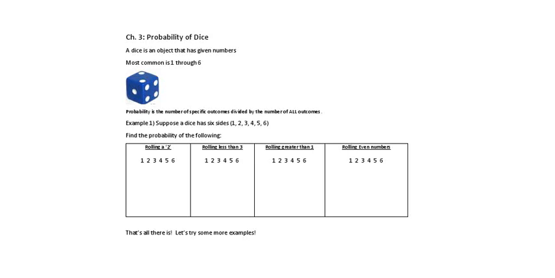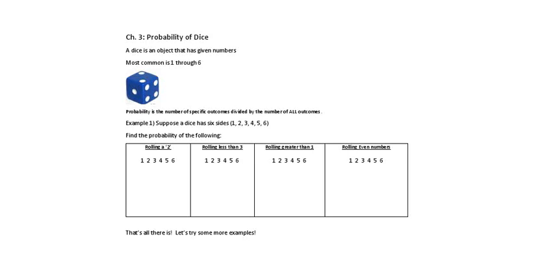A dice is an object that has given numbers, and the most common one are numbers 1 through 6. Now, probability is the number of specific outcomes divided by the number of all outcomes. So, let's say we're dealing with a six-sided dice: 1, 2, 3, 4, 5, 6. And we'd like to find the probability of rolling a 2.